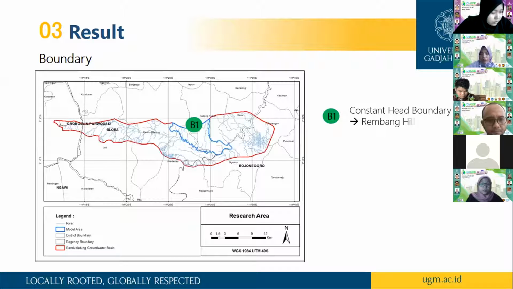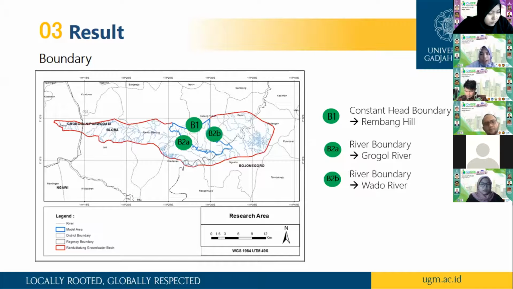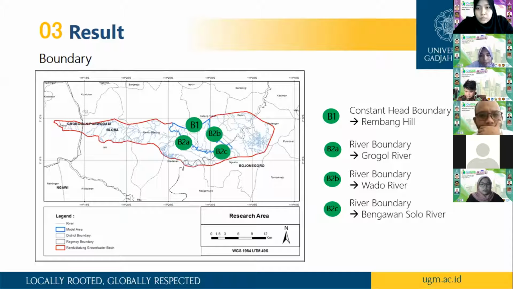For the boundary, the first one I use a constant head boundary in Rembang Hill, and the second one I use a river boundary. The first river boundary is Grogol River, the second river boundary is Pado River, and the third river boundary is the Bengawan Solo River.